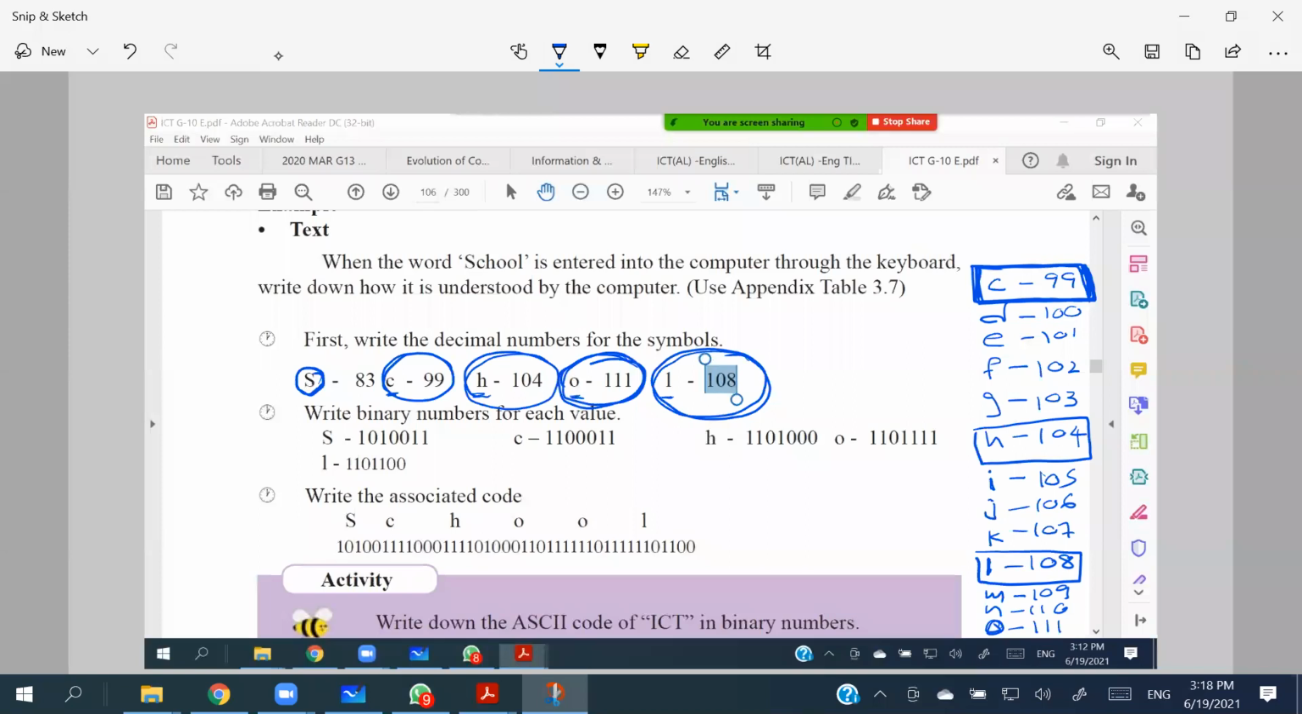Here they have referred to it in the graph, but if they give this question in the exam, it can be like this. The letter C contains the value 99, so find the ASCII code representation of this code.